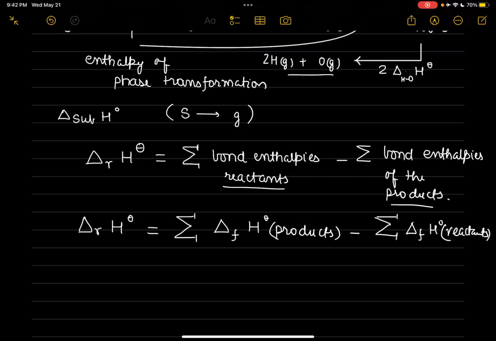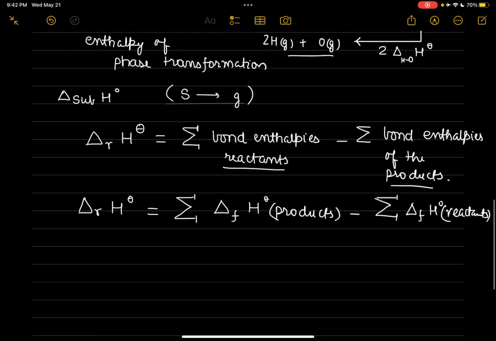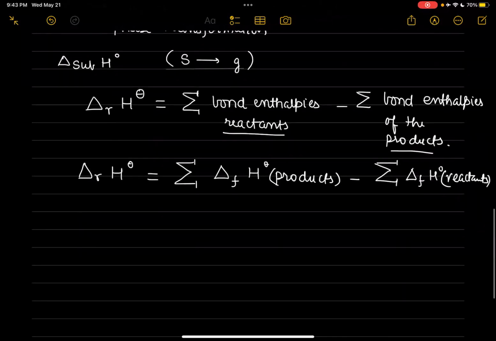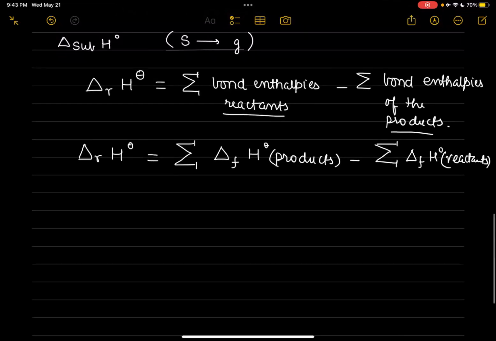They also tell us how strong a bond is. If the bond is stronger, you are going to need higher energy to break it. So let's do one question. I hope that will clarify your doubts related to this.